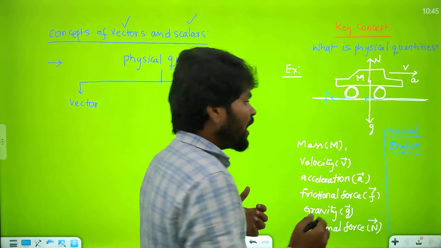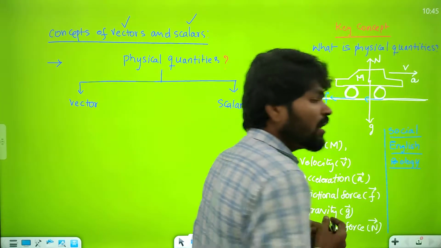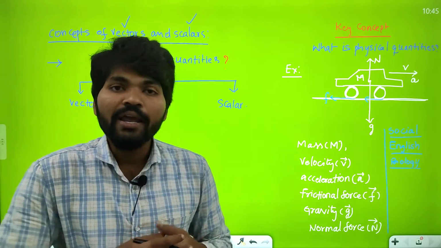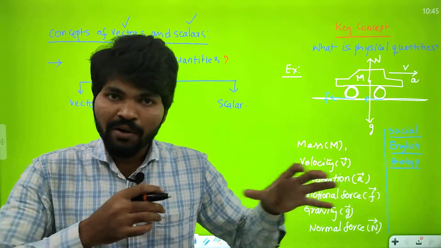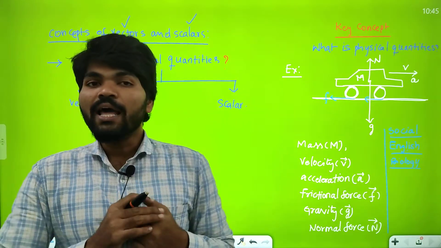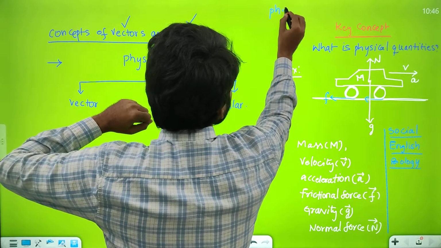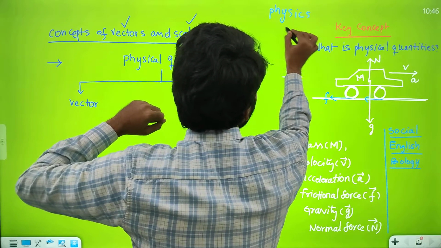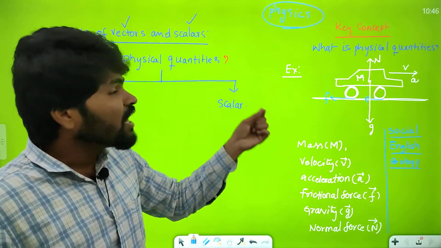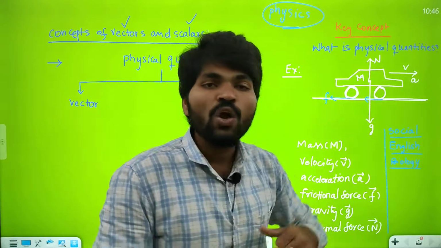Similarly, when we come to biology, we use terminologies like cells, neuron, mind, brain. Some medical terminologies we use to study biology. Similarly, to study physics, we have to use the words which are related to physics. Those terminologies are called physical quantities.